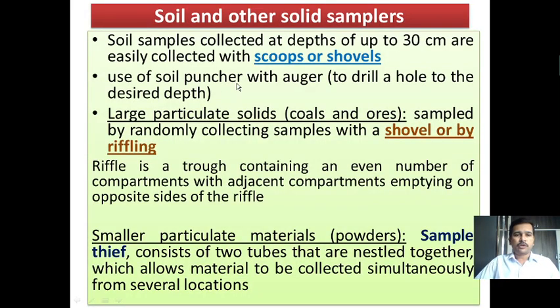And say, for example, in order to collect the sediments you will use either a bottom grab sampler or cylindrical corers. Suppose our intention is to collect the soil sample and other solid samples. What are the tools we will use?